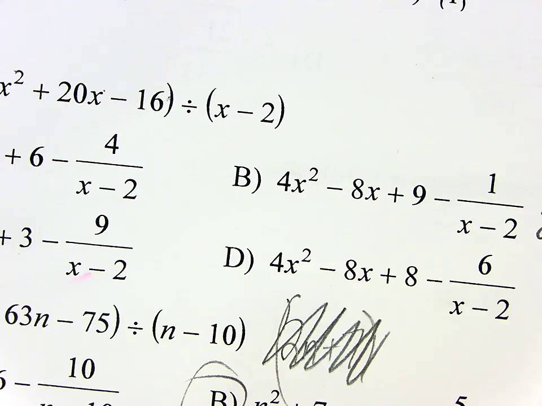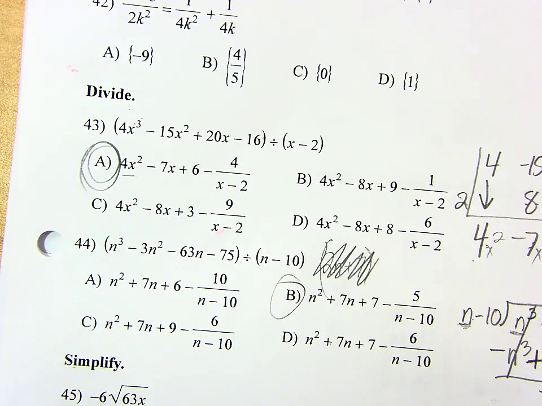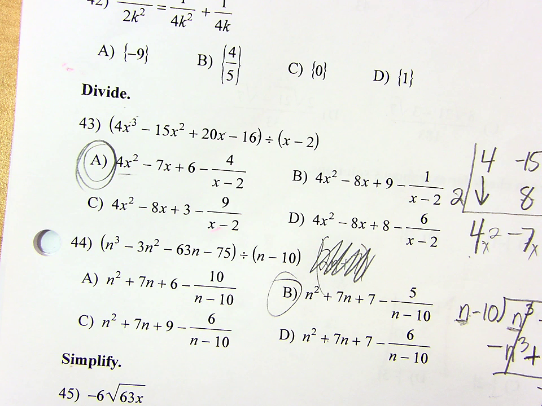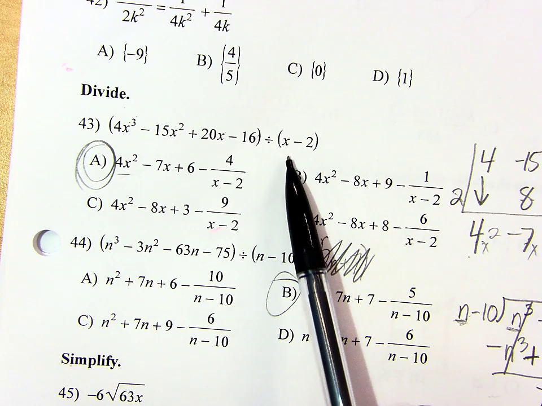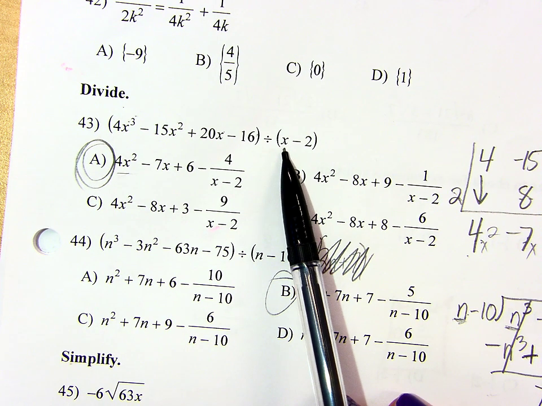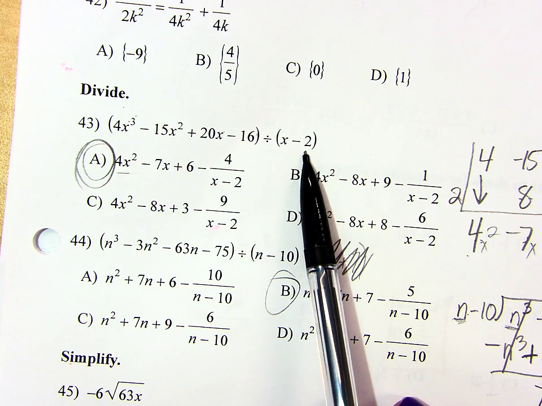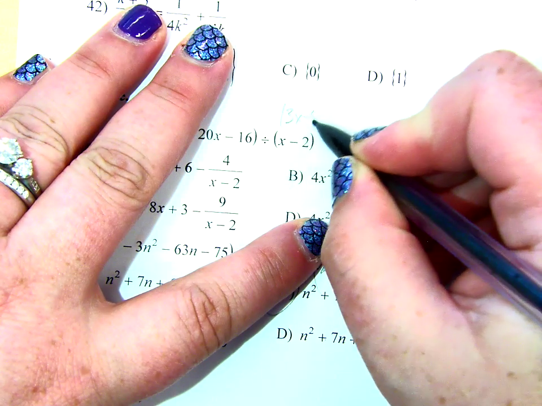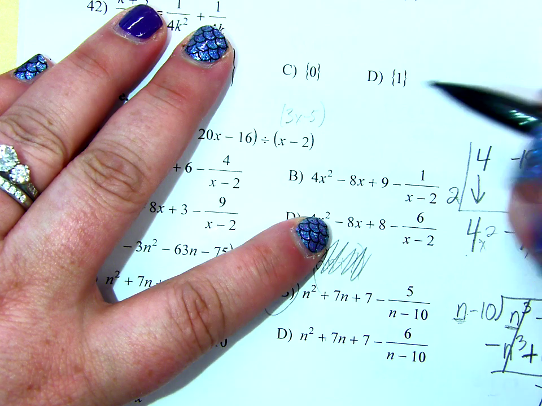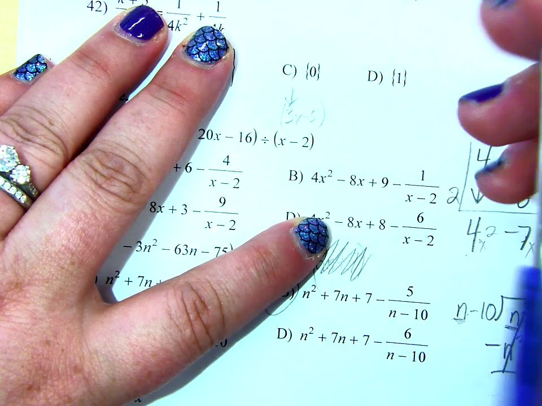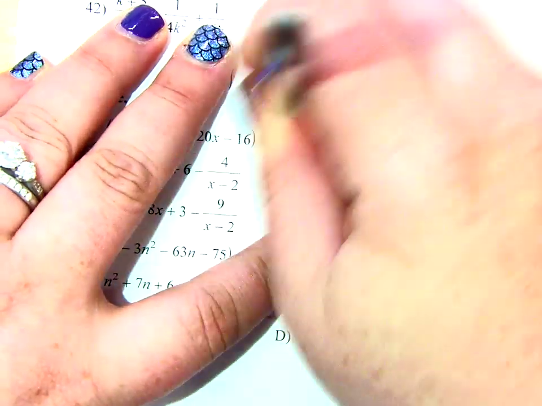So 43 and 44 are 2 division problems. You can do synthetic or long division. It's your choice. You can do synthetic as long as whatever you're dividing by is a variable plus or minus some number. If it was something like divide by 3x minus 5, you have to do long division with that. If there's a coefficient in front of the x, you have to do long division. If it's not, you can do synthetic.